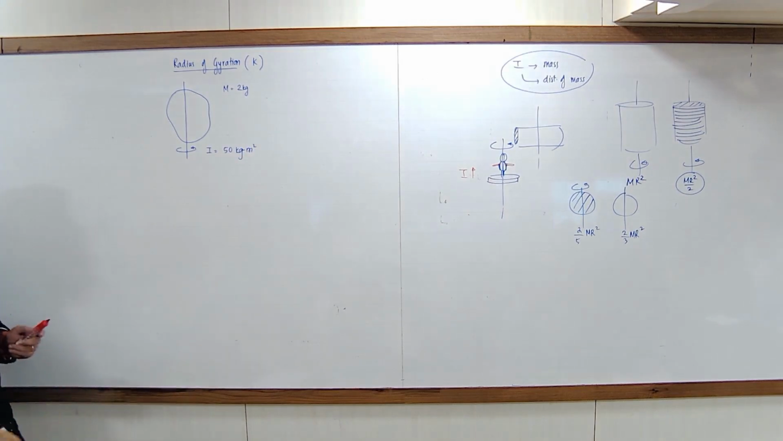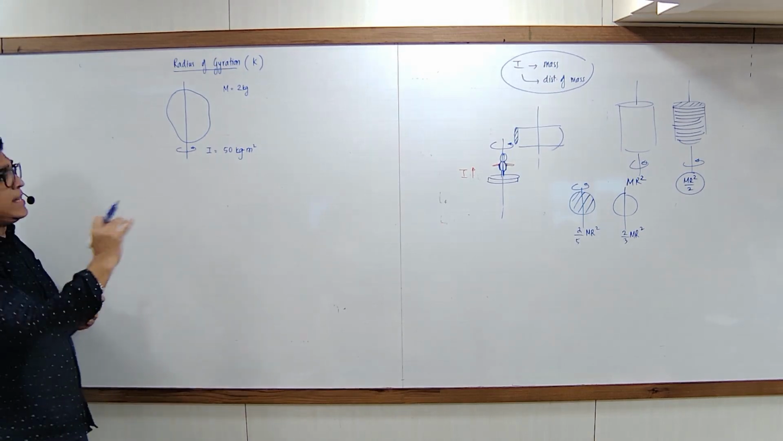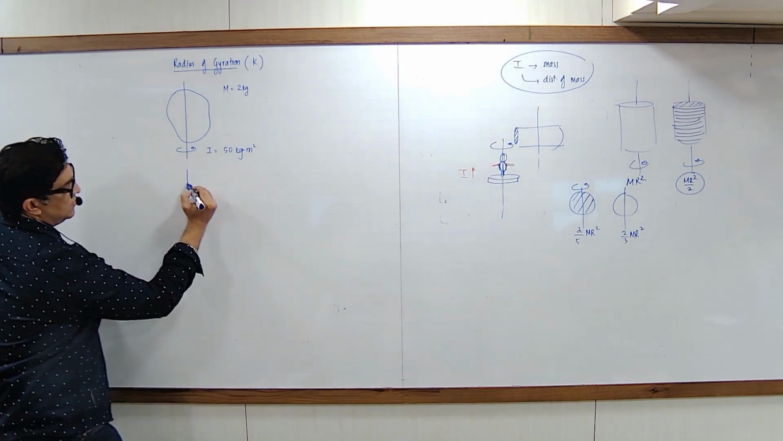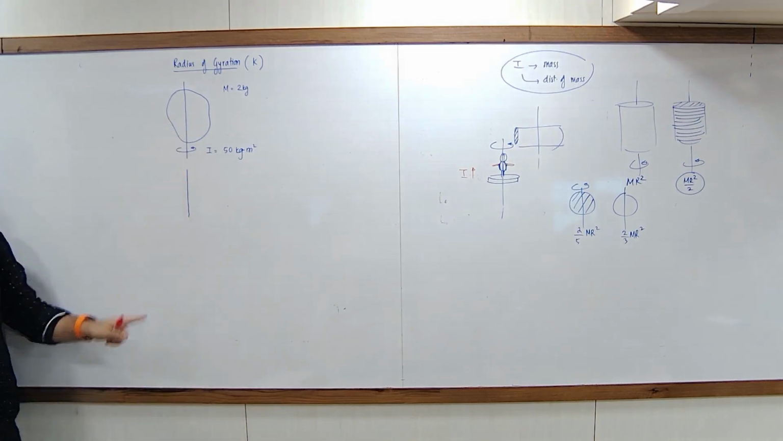That is the moment of inertia of the body about this axis. If I change the axis, will the moment of inertia be the same or different? Different. Now I take the same axis again. So this axis and this axis are the same.